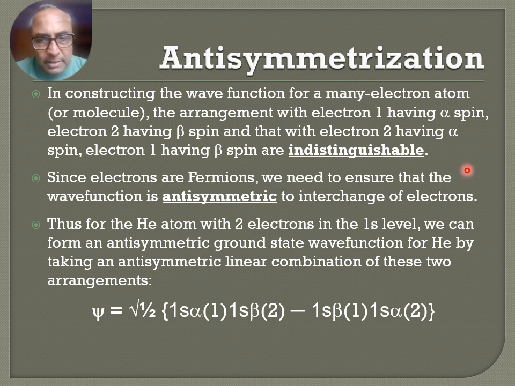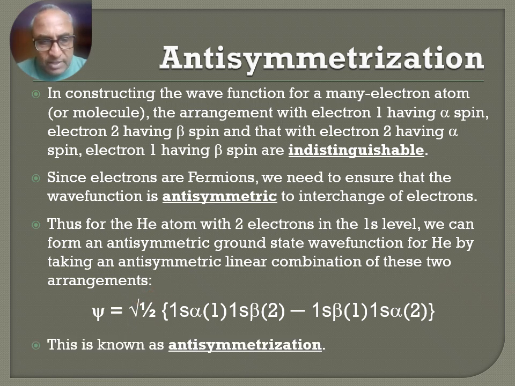Thus, for the helium atom with 2 electrons in the 1s level, we can form an antisymmetric ground state wave function for helium by taking an antisymmetric linear combination of the two arrangements, the one with electron 1 having alpha spin, electron 2 having beta spin, and the arrangement with electron 1 having beta spin and electron 2 having alpha spin. We take the antisymmetric linear combination of these. The 1 upon root 2 factor comes from normalization. This procedure is known as antisymmetrization.